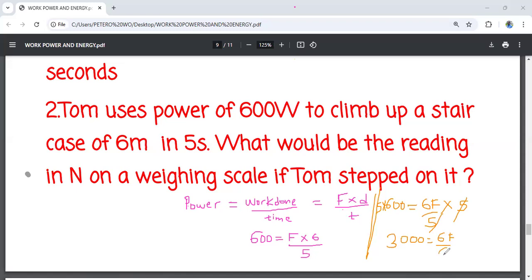So if we divide by 6 on both sides, we get F, which is the weight or the reading in newtons, as 500, and this 500 is in newtons. So that is our answer for example 2 that we are looking at.